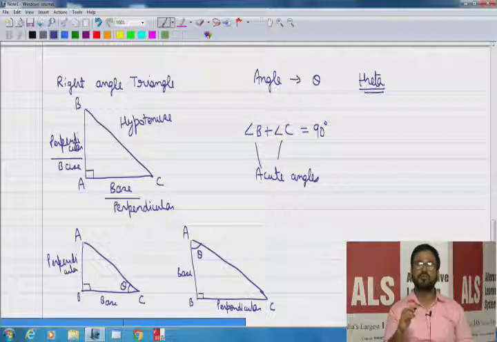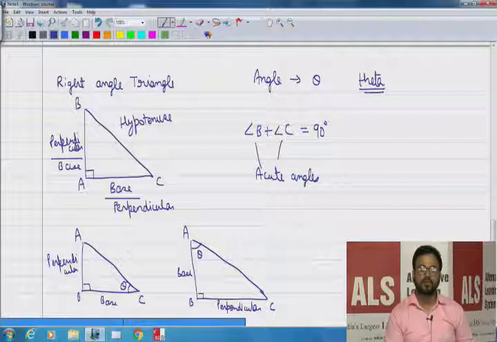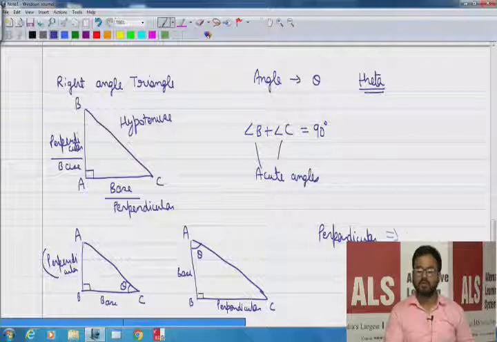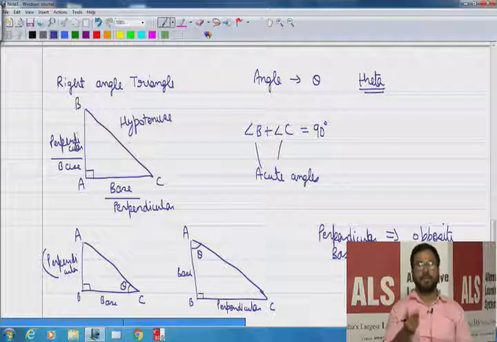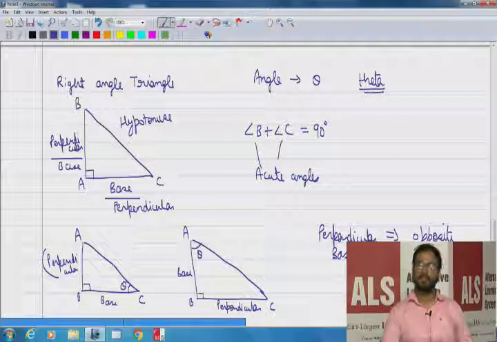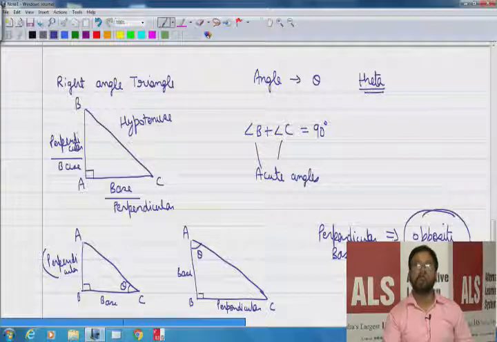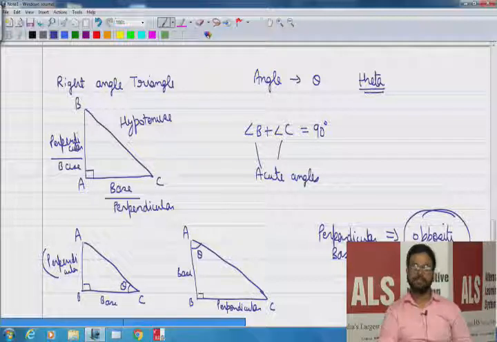In some of the books you can also see that in place of perpendicular and base they use the words opposite and adjacent. So for perpendicular we can also use the word opposite, and for base they also use the word adjacent. Since the perpendicular is opposite to theta, that's why it is also known as opposite side, and the base is adjacent to theta, that's why it is known as adjacent. So these two words can also be used, opposite and adjacent, in place of perpendicular and base respectively. Is this clear till now?